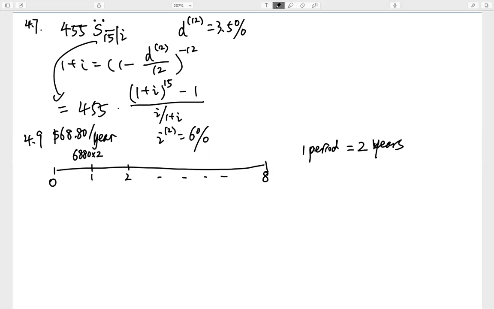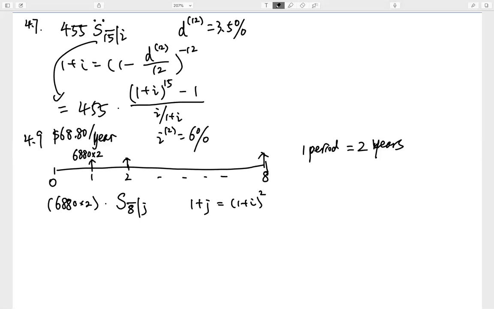What I want to know is the future value. The money is received at the end of each period, which means I'm looking for a standard annuity immediate, and I want to know its accumulated value at the end of 8 periods. So j would be the effective interest rate for one period. In this case, it's actually for 2 years.